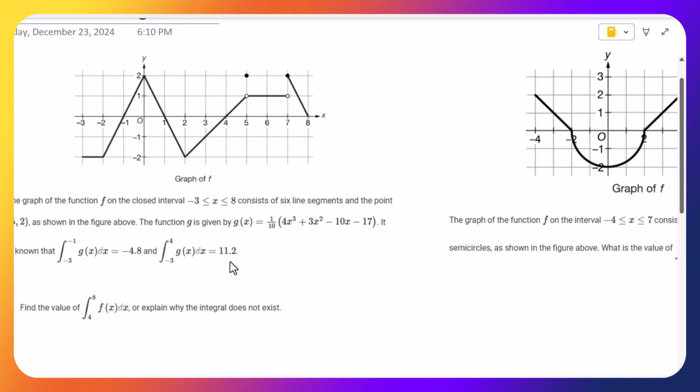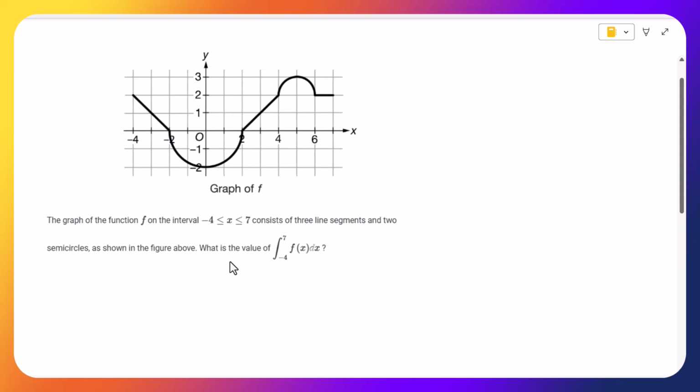Okay, so I'm starting on my right side here because I pasted it wrong and I don't want to go back and do it again. But okay, we have a graph and not that much information. The graph of the function f on the interval -4 to 7 consists of 3 line segments and 2 semicircles. What is the value of the integral from -4 to 7 of f(x) dx?